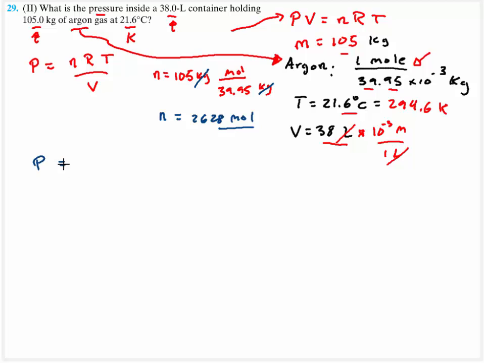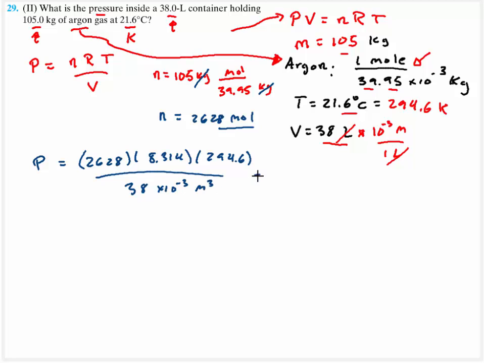So now at the end of the day, my pressure is going to be 2628. Got my ideal gas constant, which is going to be 8.314. Got my temperature, which is 294.6. And I've got my volume of 38 times 10 to the minus 3 cubic meters. And I'm going to end up with 1.69 times 10 to the 8th pascals. And again, I worked everything in cubic meters, Kelvin, and number of moles. Used this expression 8.3. My answer for pressure should be in pascals.